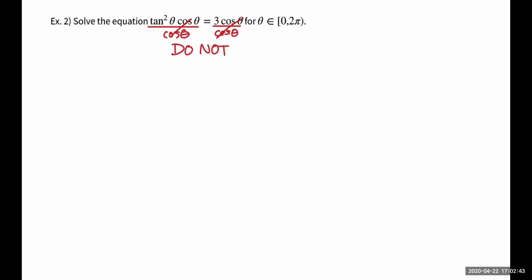Then that begs the question, what is it that we are supposed to be doing? What should we be doing instead? What's the proper way to approach this problem, right? Let's first subtract this 3 cosine theta over to the left-hand side, and then we can factor it like we did on the previous problem. So tangent squared theta cosine theta, and we'll subtract our 3 cosine theta to be on the same side. That's going to leave 0 on the right. And now you can see, oh, right, we're going to factor this and we're going to use our zero product property. So looking at this, our greatest common factor would be cosine of theta, so I'll factor that out.